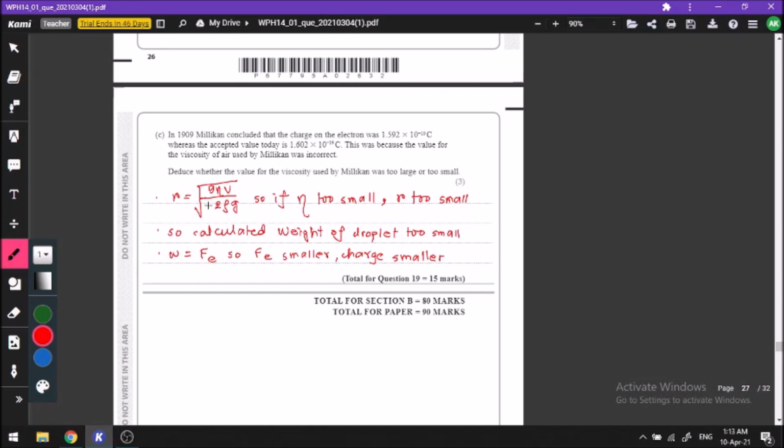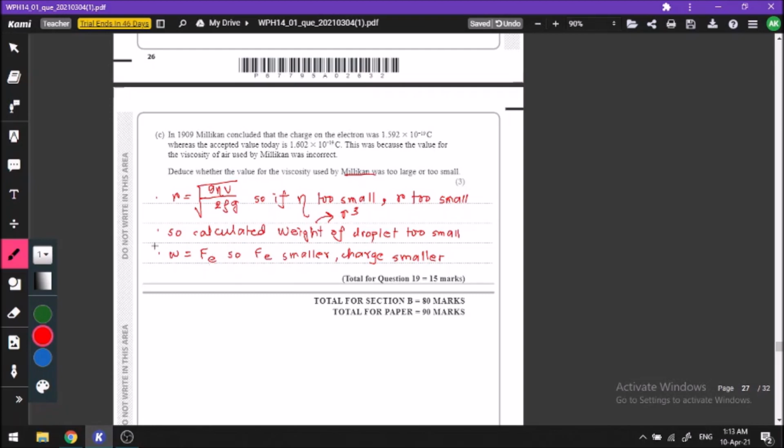So let us first try to see what happens if the viscosity used by Millikan was too small. If the viscosity was too small, then the calculated value of R will be too small. If the value of R is too small, the value of the weight will be too small, since weight is equal to 4 by 3 pi r cube into g. So the weight is directly proportional to r cube. So if the R is small, the weight will also be small.